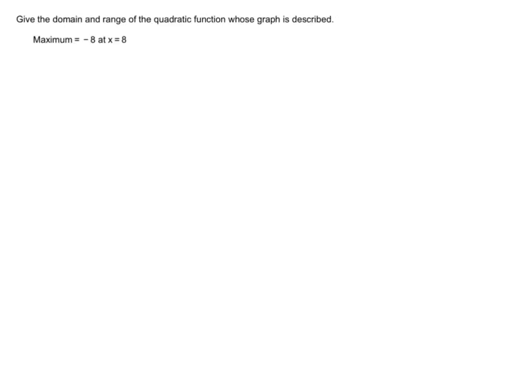Give the domain and range of the quadratic function whose graph is described. Maximum equals negative 8 at x equals 8. So knowing that I have a maximum point means that my parabola is going to open down. And then the maximum equals negative 8. Maximum values always occur at k. So I know that's a value for k. And then x equals 8. This is the value for h. So my vertex, (h, k), is (8, negative 8).